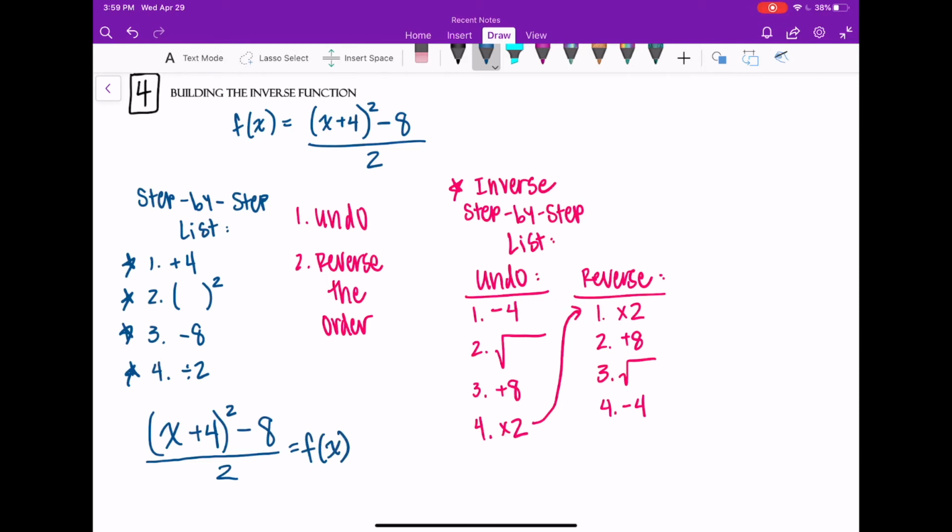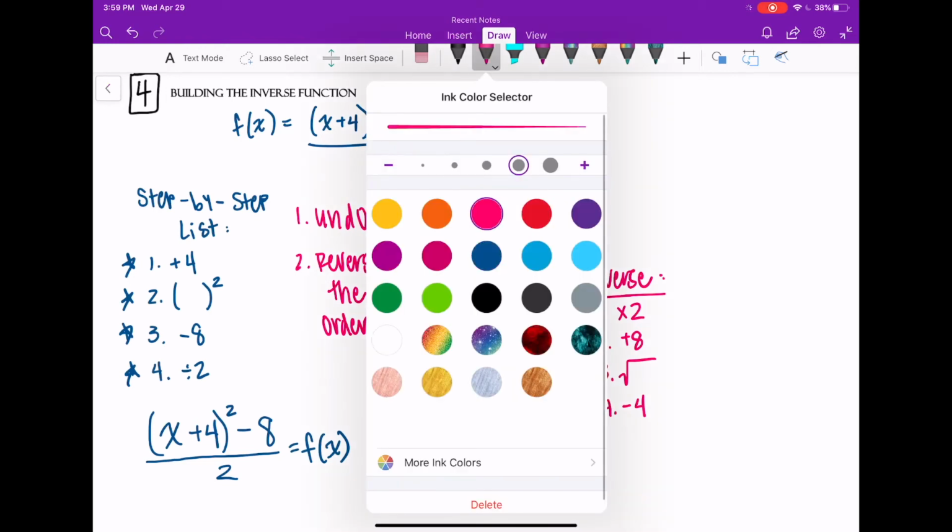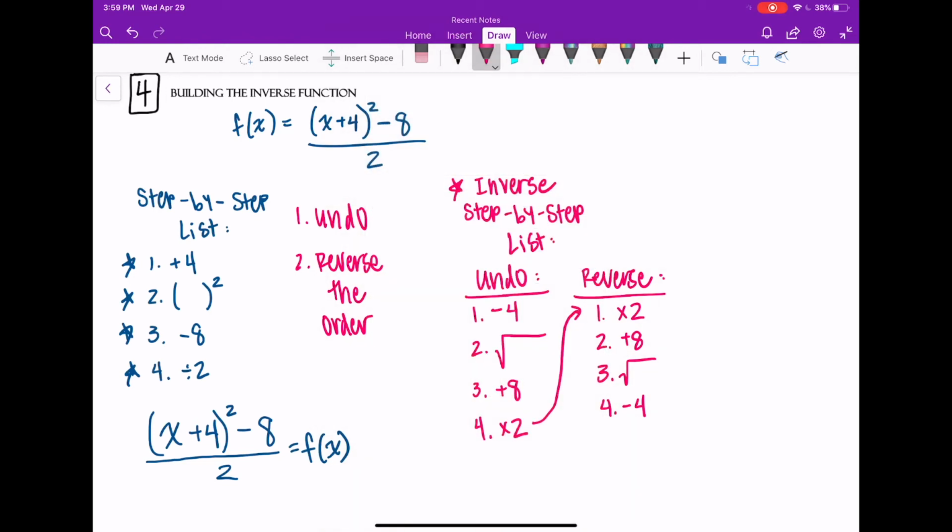So if this creates the f of x equation, then our steps over here in the red must create our inverse. So let's try to do that. Let's start with x. Now, our first step says that we have to multiply by 2. We can write this 2 ways. We could write times 2, or we could write 2x. I'm going to write 2x.